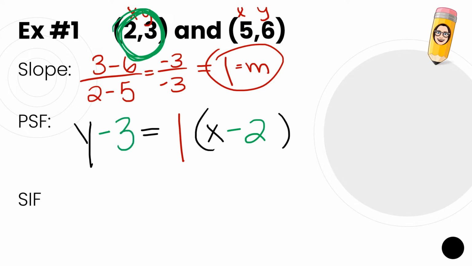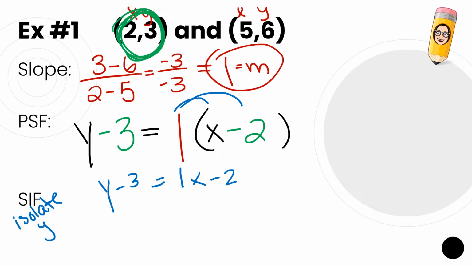Now be careful, if there's directions to write in point-slope form, you're done. But if there's directions to write in slope-intercept form, you need to isolate y. So we're going to practice that in our notes. Let's isolate y. Meaning the first thing I'm going to do is distribute that 1 to eliminate parentheses. And the last thing I need to do is add 3 to the other side. We're going all the way back to the beginning of Algebra 1.